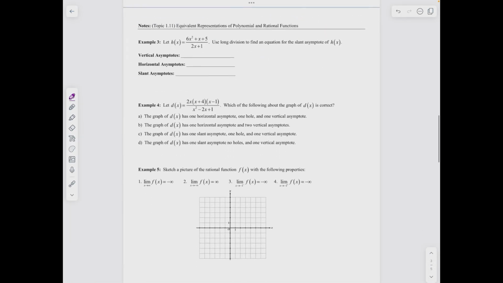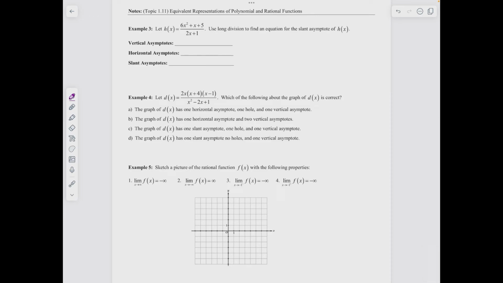So what I want you guys to try to do here is we're going to pause. We're going to just quickly go through examples 3, 4, and 5, and then we will see how we did. So pause here, try them out, and then start up the video again.